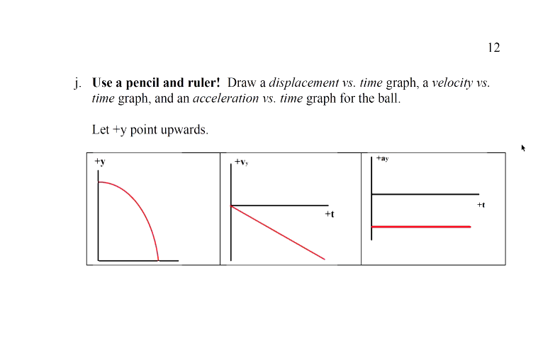So this is always important. Draw a displacement versus time graph, a velocity versus time graph, and an acceleration versus time graph for the ball. Here I'm letting positive y point upwards. If I let it point downwards, v sub y would have been a positive slope, and a sub y would have been positive.